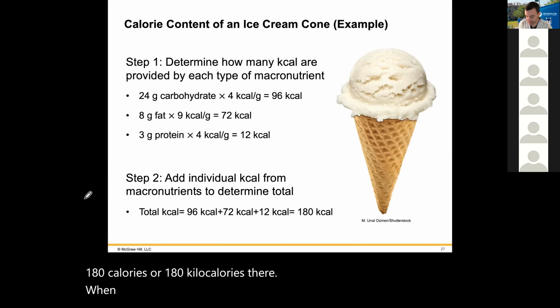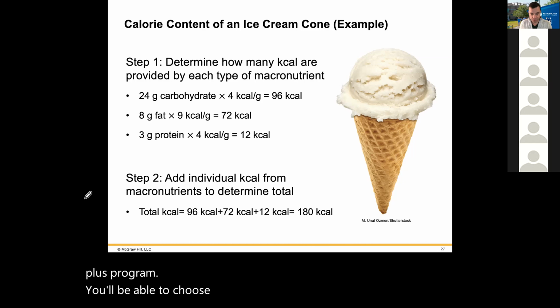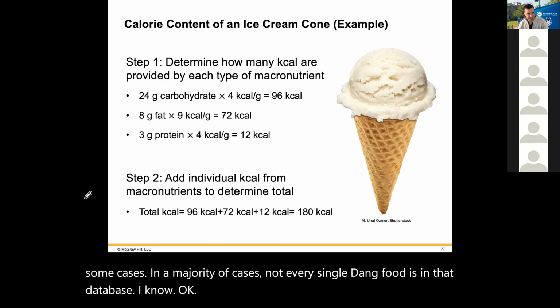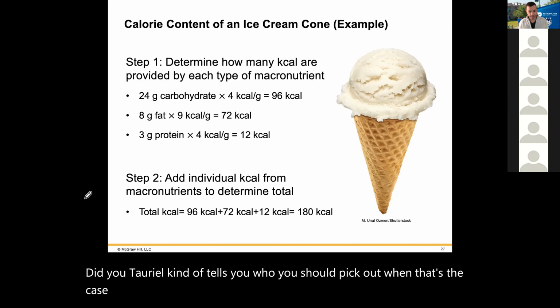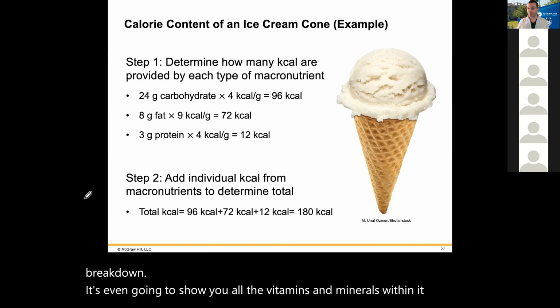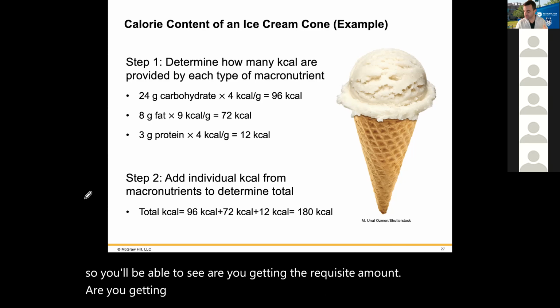When you are doing your diet analysis, when you put it into the NutriCalc Plus program, you'll be able to choose the food that you eat, even the manufacturer in a majority of cases. Not every single dang food is in that database. I know, okay? The tutorial kind of tells you who you should pick out when that's the case. But there you go. It will give you the carb, fat, protein breakdown. It's even going to show you all the vitamins and minerals within it as well. So you'll be able to see, are you getting the requisite amount? Are you getting way too much? It's a great thing about it.